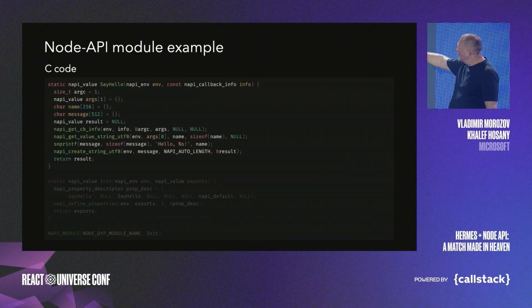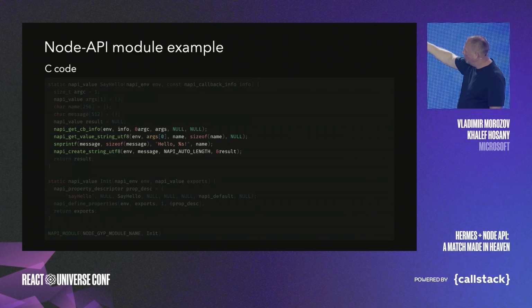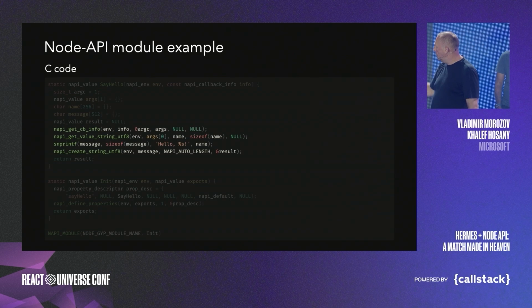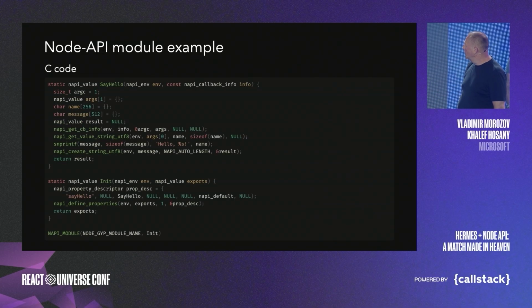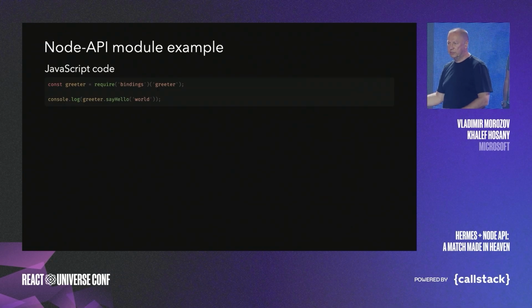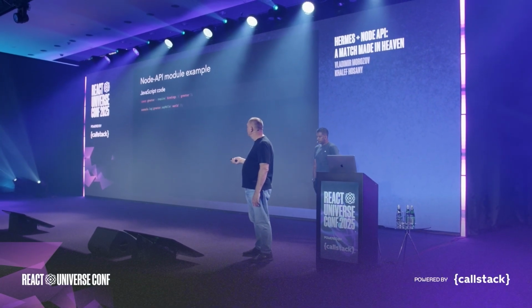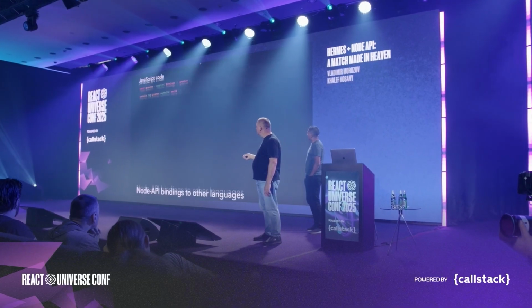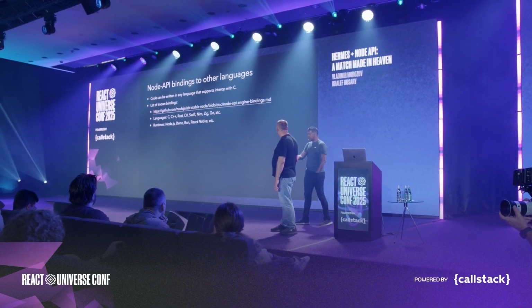What this function does is, first of all, we read arguments. We then convert the first parameter from a Node API value to a string. We format the return message. Then we convert this message to a Node API value and return it. So we'll see it a little better later in action. This is very simple JavaScript which exercises our module, it creates an instance of our module and calls the say hello method.